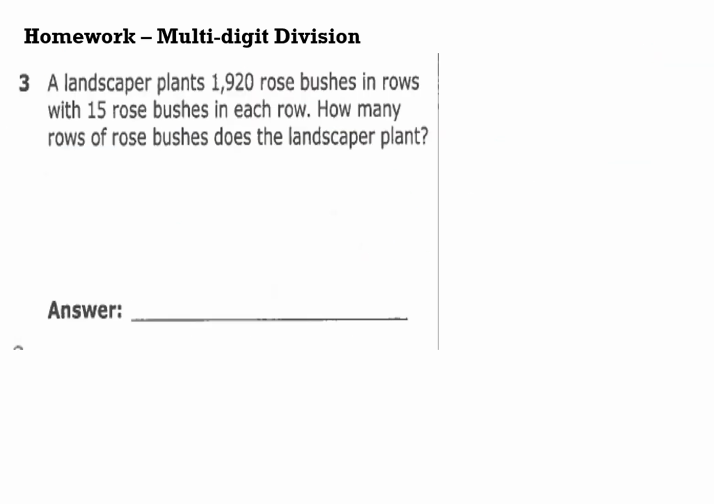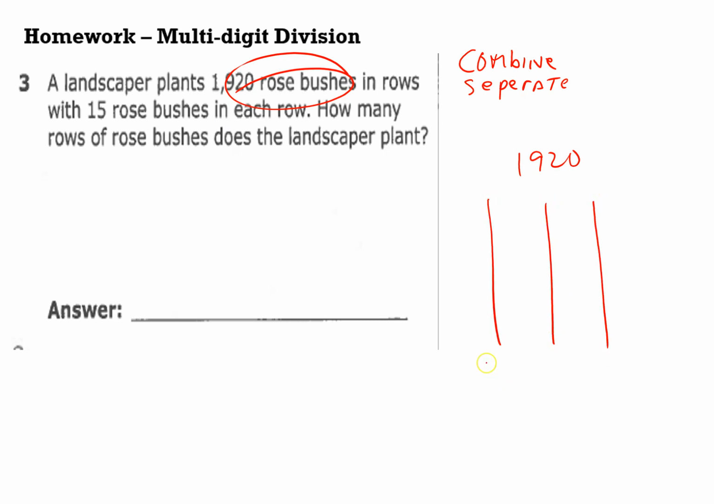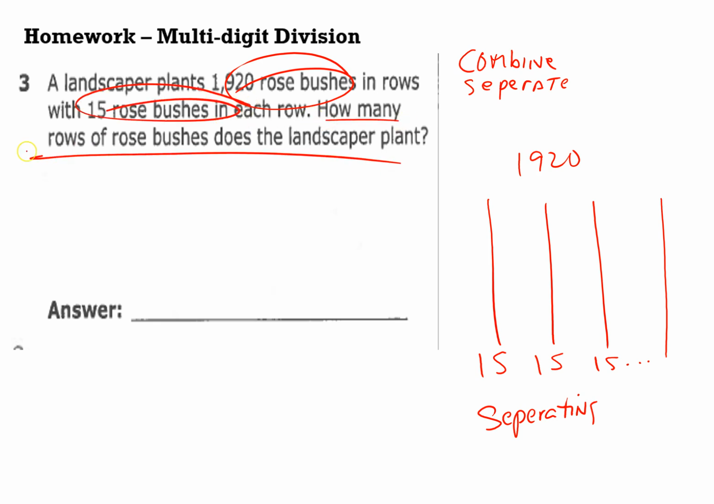A landscaper plants 1,920 rose bushes in rows with 15 rose bushes each. How many rows of rose bushes does the landscaper plant? Again, we need to know if we're combining or if we're separating. If we're combining, it's addition or multiplication. If we're separating, it's division or subtraction. Let's look at it again. So I have 1,920 rose bushes, and I make rows, and each row has 15. So I am separating into rows of 15. How many rows will I have?